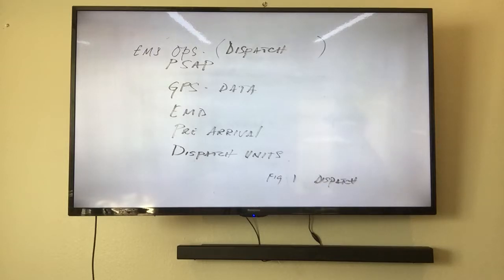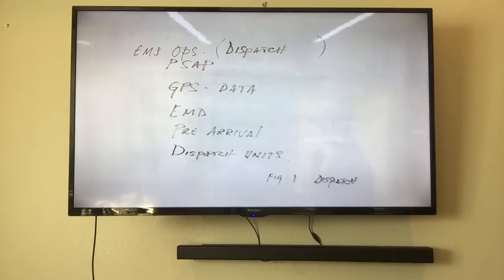Now, usually in your call center, you'll have an EMD that takes the reporting party information. That information is then shifted up into the CAD system and displayed in front of another EMD, a medical dispatcher, and that medical dispatcher then starts to send out responding elements to respond to the situation, while the first EMD is still taking information from the reporting party.